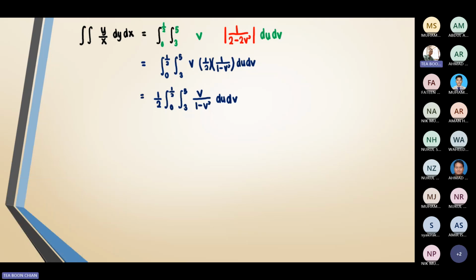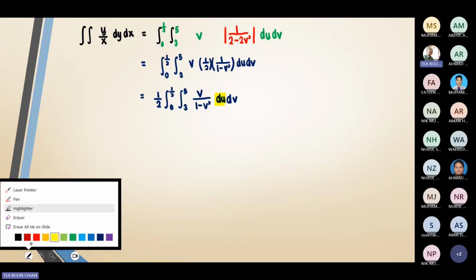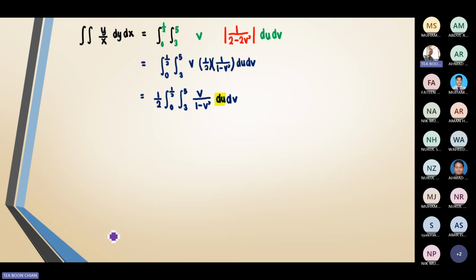And remember, our first integration is with respect to u. So we are targeting the u variable. In the current integration, it seems like we do not have any u variable there. This is just like a constant in the u variable. Therefore, this integration should be quite straightforward. From 0 to 1 over 2, I put v over 1 minus v squared aside. Integrating du gives you the variable u back. So this is 5 and 3.